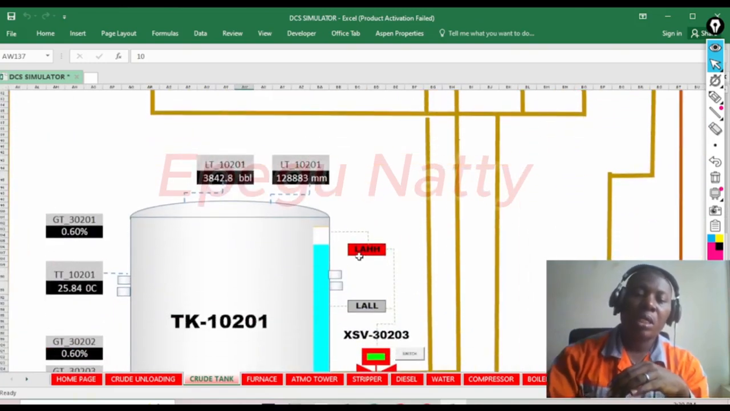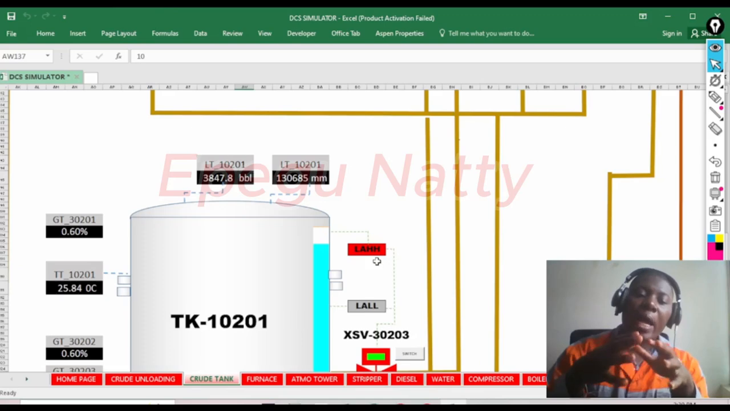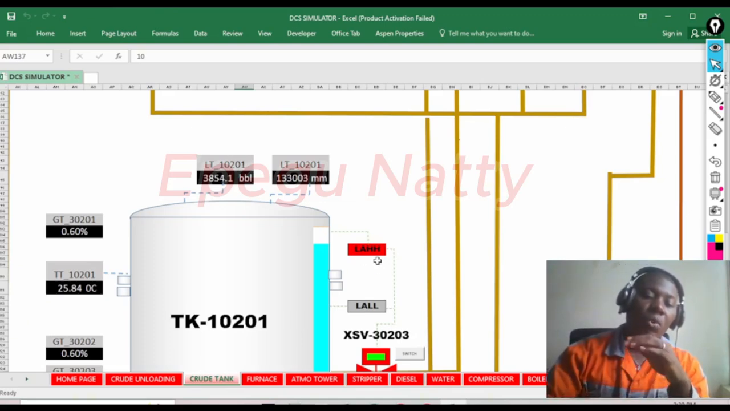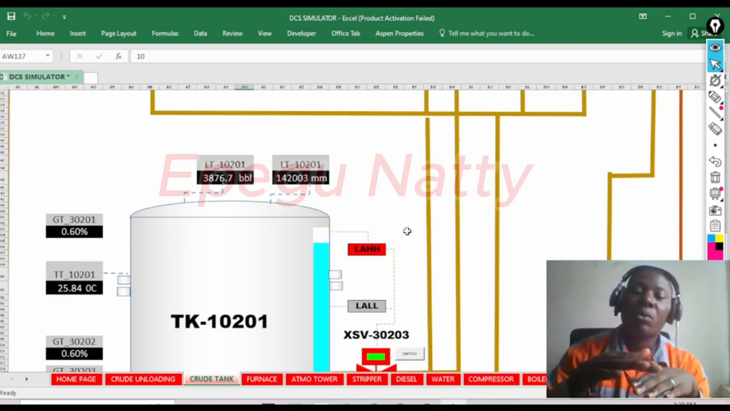All right, so as you can see, we have our high alarm. Our high level indicator is showing that we are getting to a critical level. So the level is going up. Let's continue to observe. Currently we have passed one level of protection, one layer of protection. So let's go to the second layer of protection.